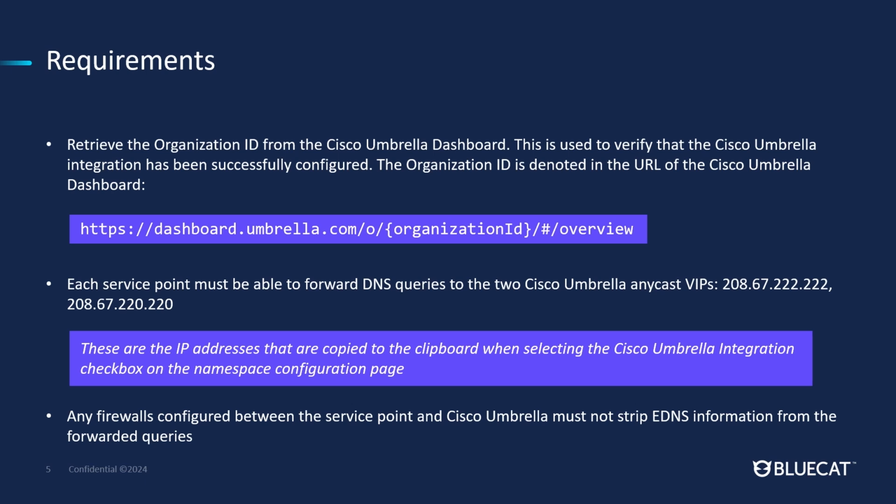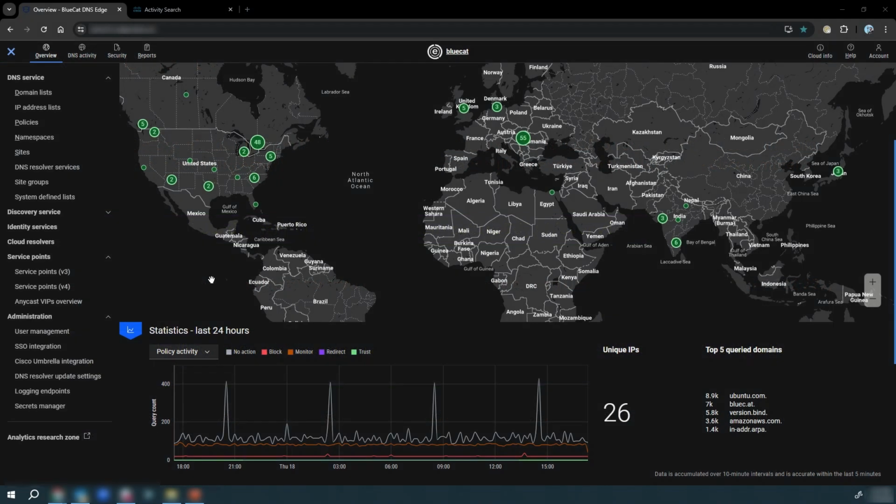The third one requires that each BlueCat Edge service point must be able to forward DNS queries to the two Cisco Umbrella Anycast virtual IPs. Last but not least, any firewalls configured between the service point and Cisco Umbrella must not strip EDNS information from the forwarded queries. Now let's switch to BlueCat Edge and start configuring this integration.